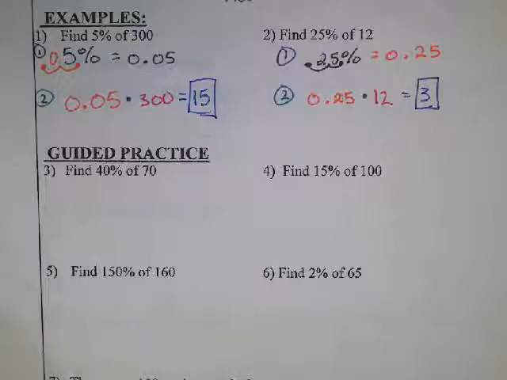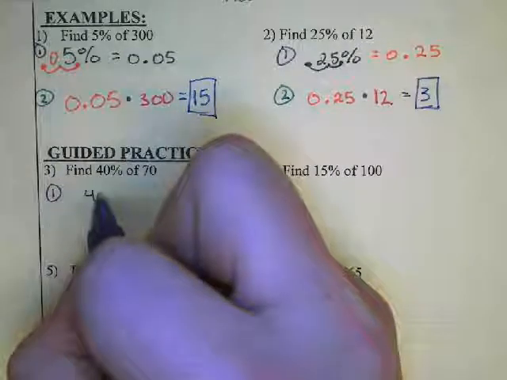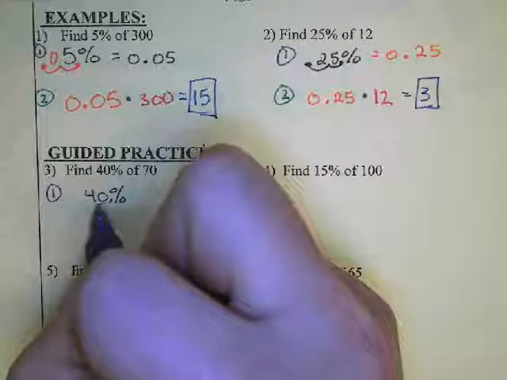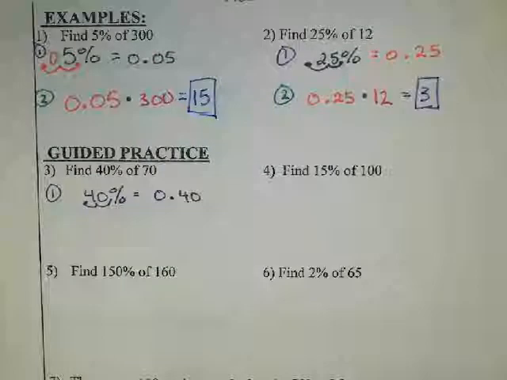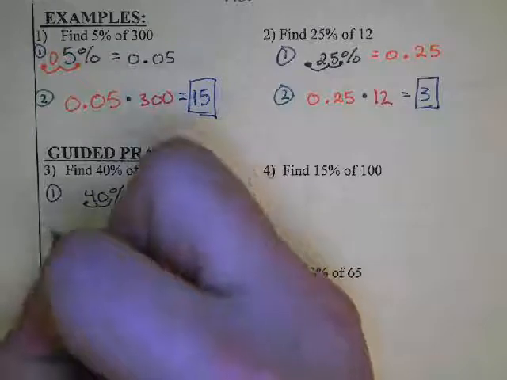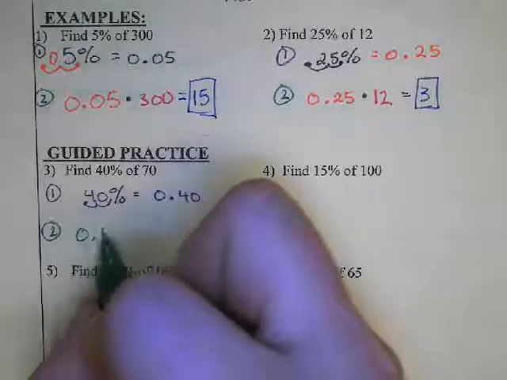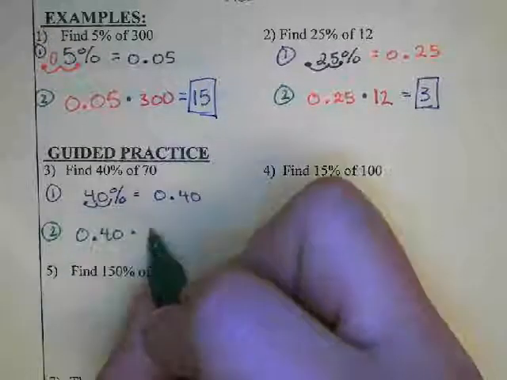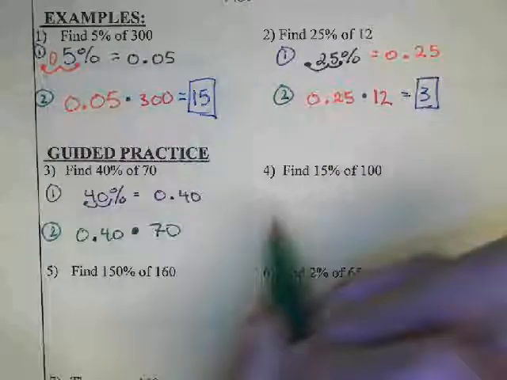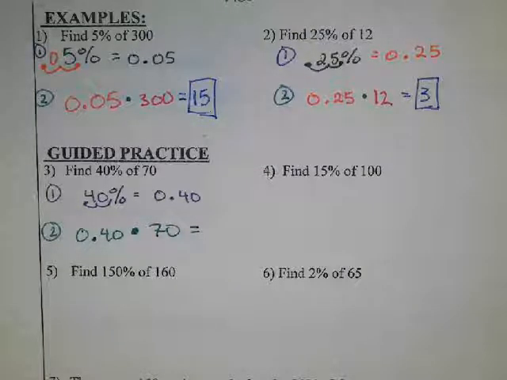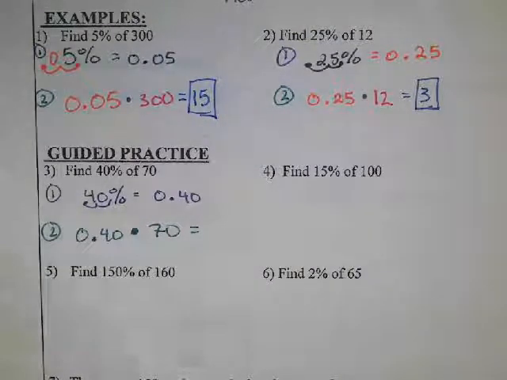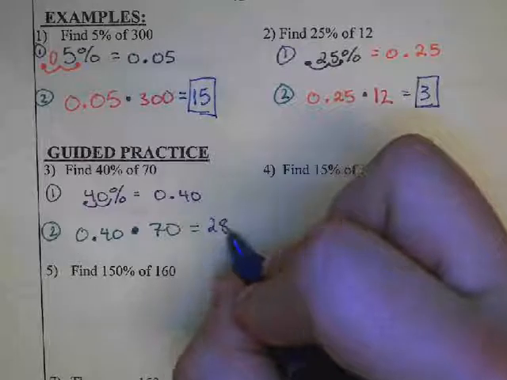Okay, so hopefully you took the opportunity to try these on your own. We'll do these step by step. Number 3, I'm going to turn 40% into a decimal. Moving that decimal twice, I get 0.40. And then step 2, I'll multiply 0.40 times 70. That's a times right there. And we'll find that 0.40 times 70 is equal to 28.